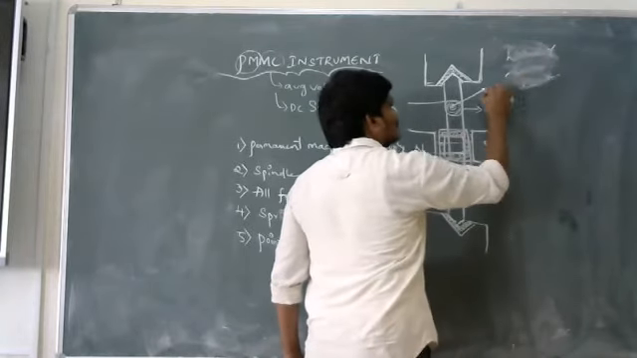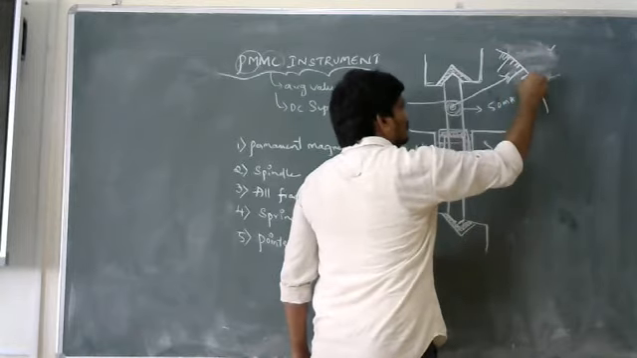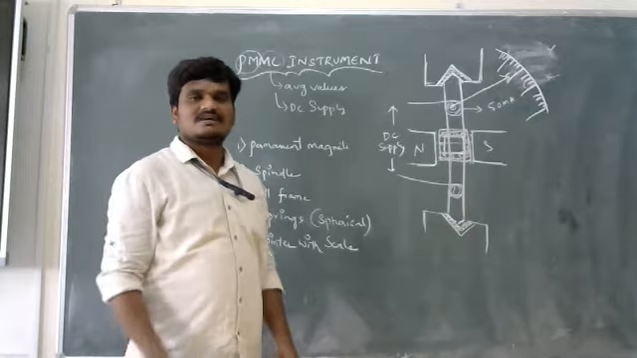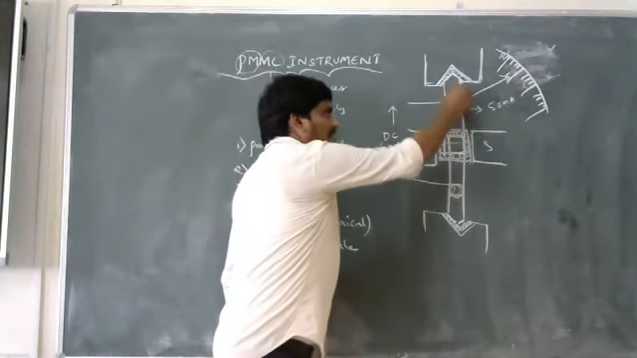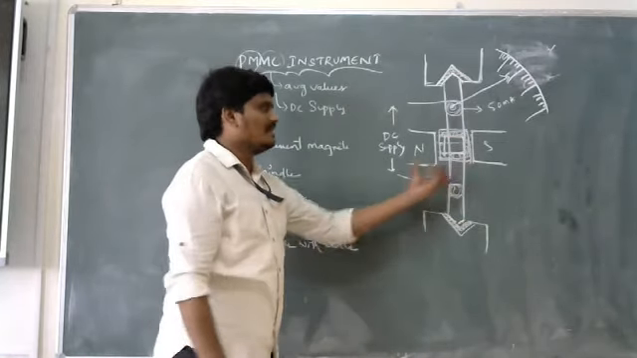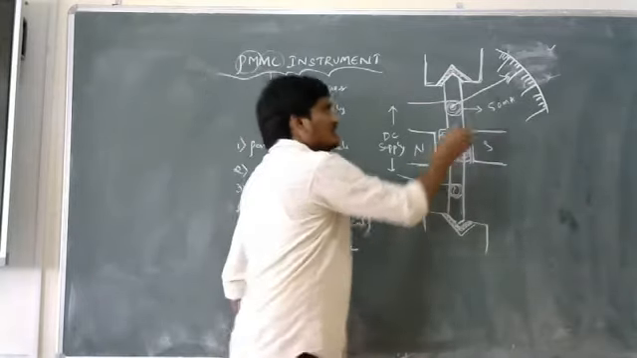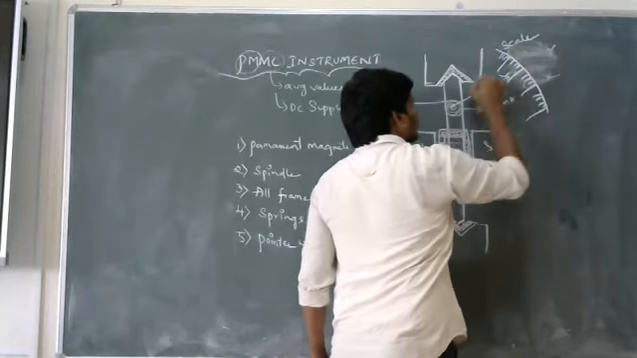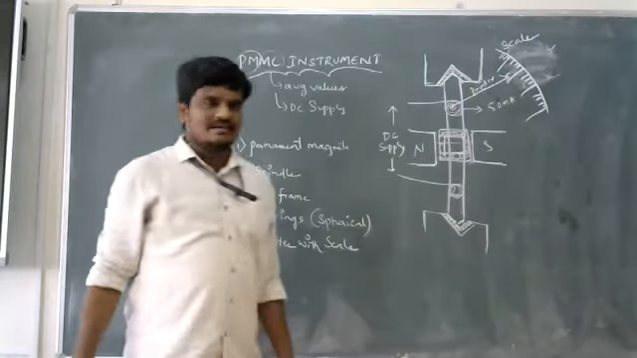That force is utilized to move the pointer. This is the statement of the Lorentz force law. I am giving the statement once again. Whenever a current carrying conductor or current carrying element is placed in a magnetic field, it produces some amount of force. That force is utilized to move the pointer on the given scale.